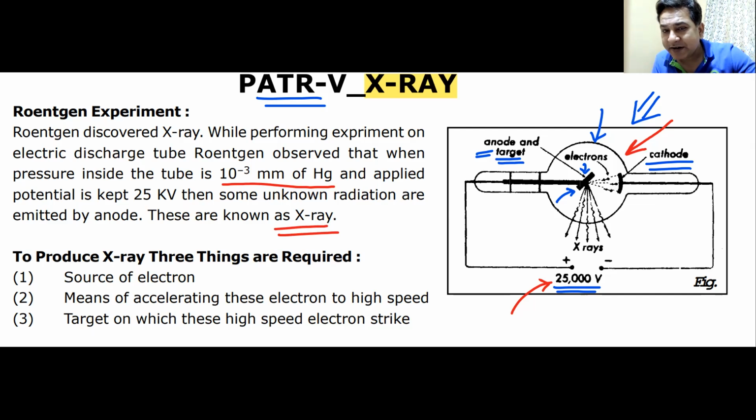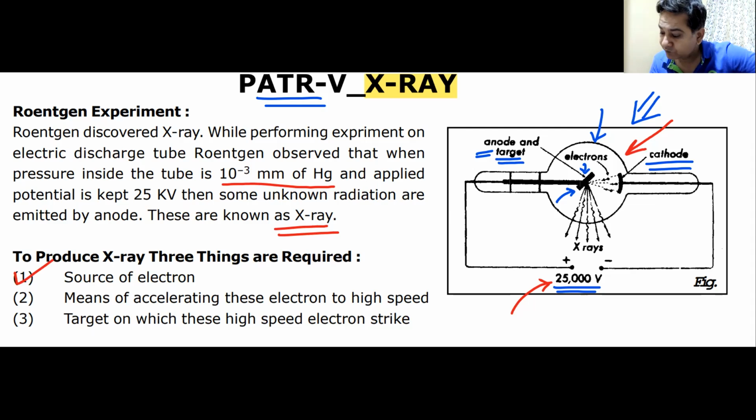Now from this experiment, we can understand 3 points, and these are the 3 points on which the entire X-ray theory is based. Every question that comes on X-ray will be based on these. What are these 3 points? What do we need to produce X-ray? We need someone to produce electrons. Yes or no? Yes, sir. Who is that someone here? Cathode. Cathode is the someone here.